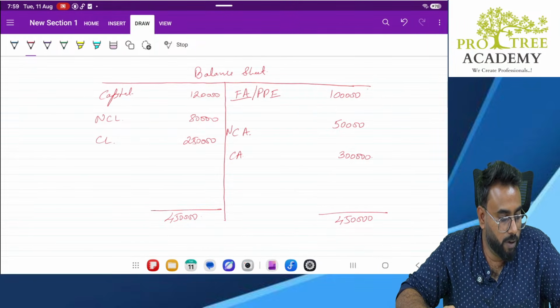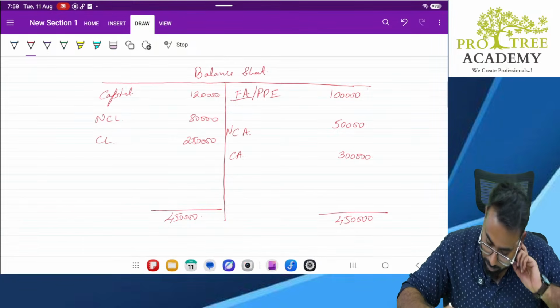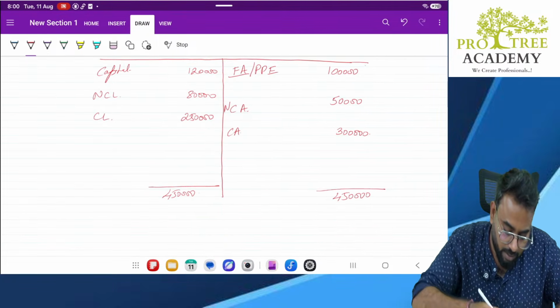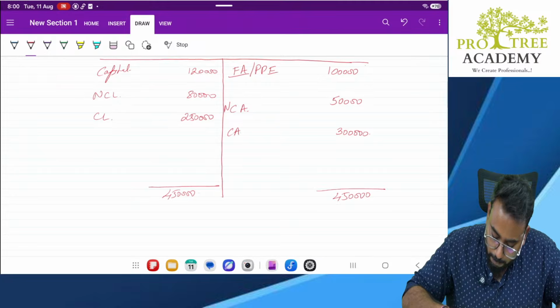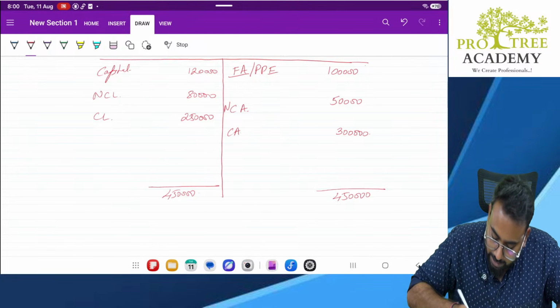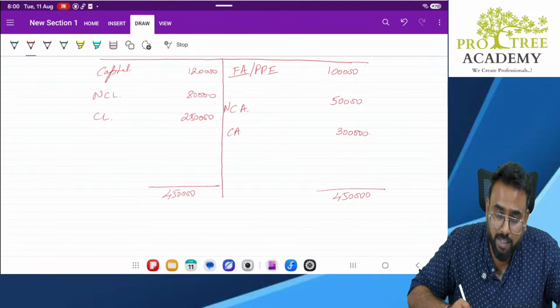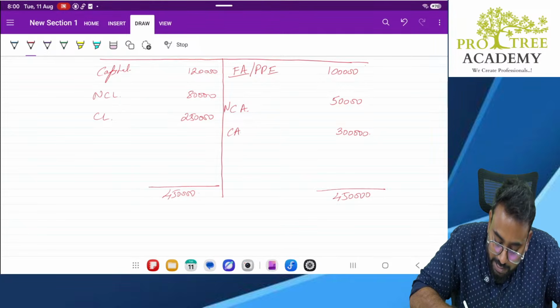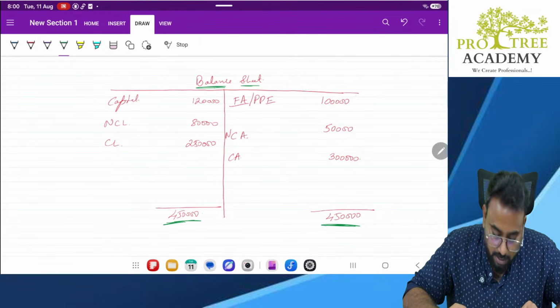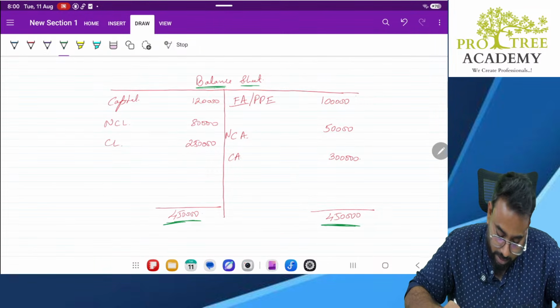Everybody is following? Okay. Now understand one thing. You need to be very careful and look. Is this side the same as this side? Correct? Yes, sir. That is why it is called a balance sheet. Both are getting balanced. Correct? Yes, sir. You are right, sir.